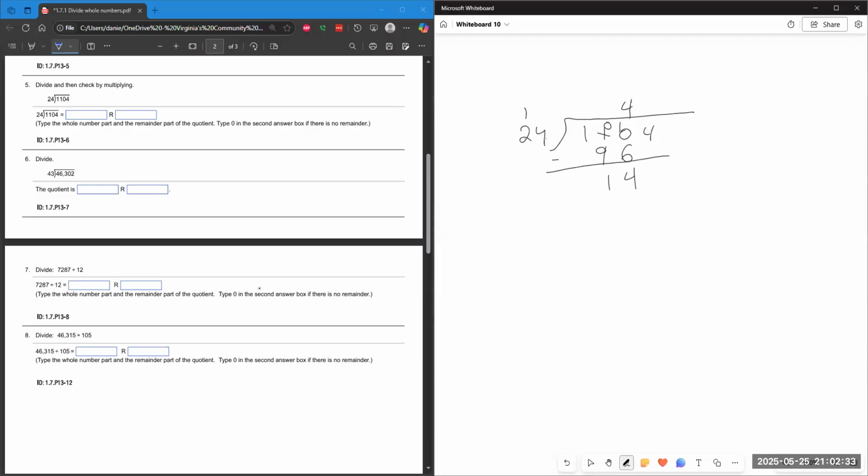Let's bring down this 4. And this should be exactly 6. Oops. 6 times 4 is 24. 6 times 2 is 12, plus 2 is 14. So we should have 46 with a remainder of 0.